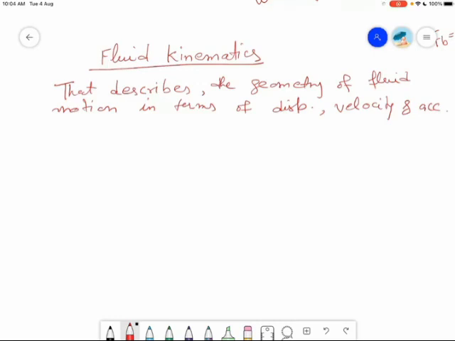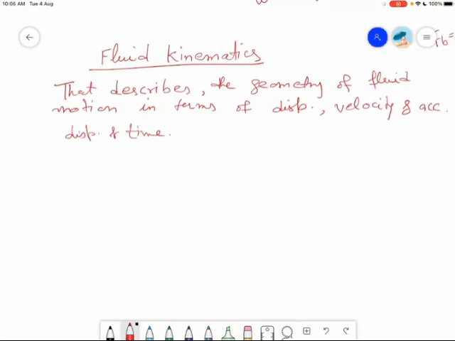I repeat this definition again. It is the branch of fluid mechanics that describes the geometry of fluid motion in terms of displacement, velocity, and acceleration, or any other quantity that can be derived from displacement and time. In a simple way you can say this is the study of fluid which is under motion. This is without any effect of external forces. Here the effect of external force will not come. If we study all these motions with the effect of external forces, then that becomes fluid dynamics.